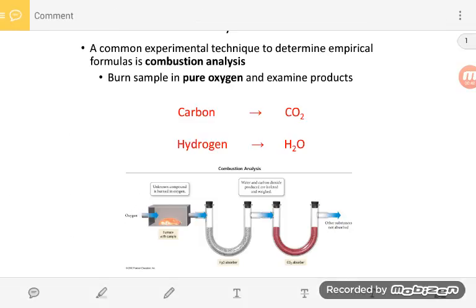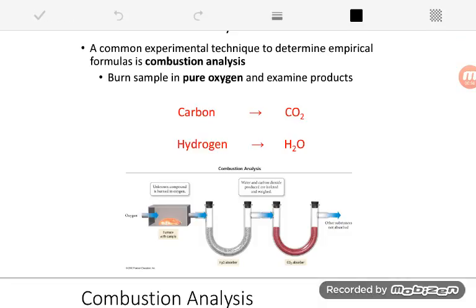Now we want to do a very similar process, but using a technique called combustion analysis. Combustion is exactly what it sounds like. You burn something. So in combustion analysis, you take your unknown substance and put it in a furnace. You fill the furnace with oxygen and you burn it.